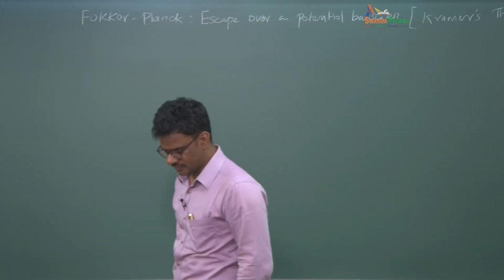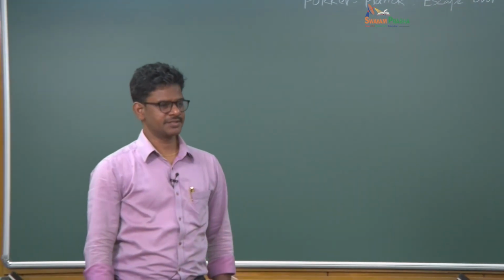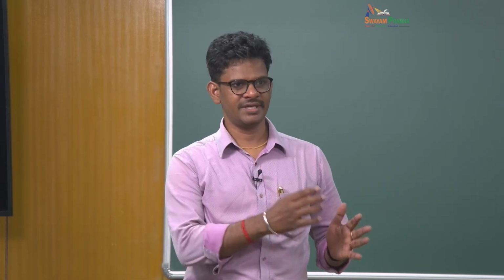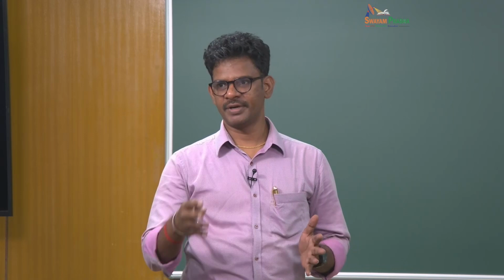Okay, good morning. So, in this class, I want to discuss another application of continuous Markov process from the Fokker-Planck framework. This is to do with finding out the rate constant of a process where there is an energy barrier separating two states. Let's say you have state A and state B, and there is an energy barrier over this. And you want to look at what rate this transition from A to B happens.